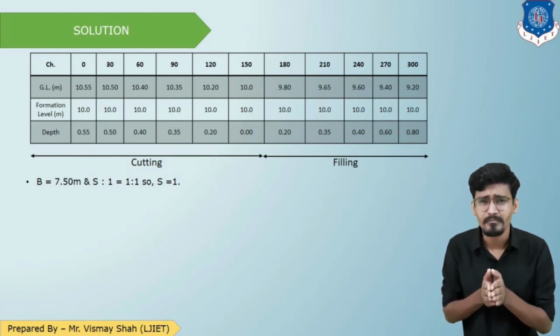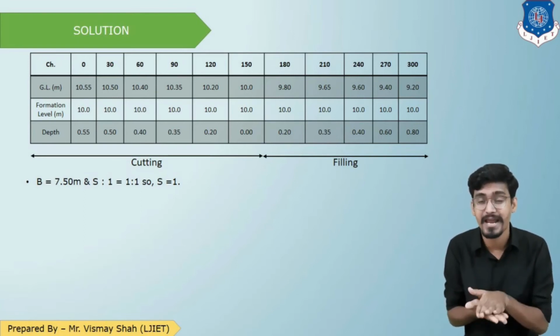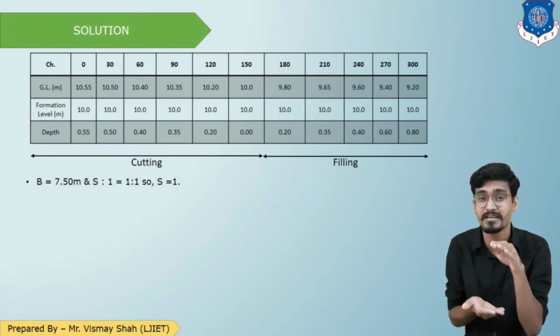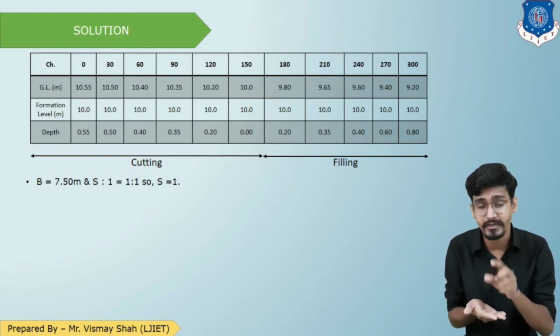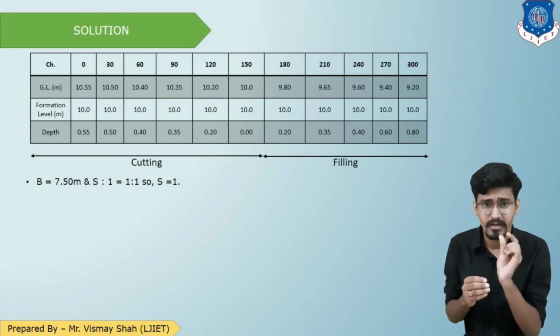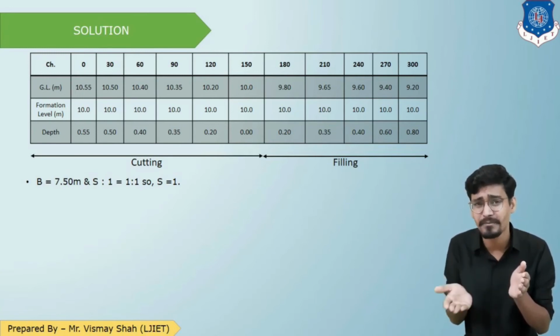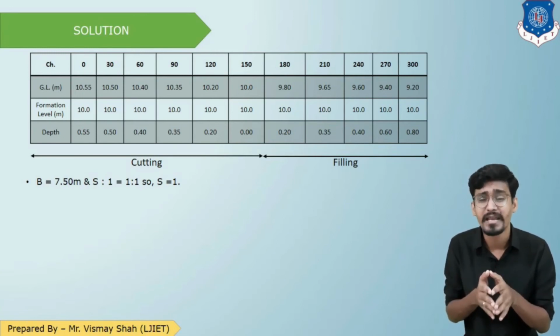So we need the road formation level as 10 meter and the original ground level is 10.55. So we need to cut down those 0.55. So this quantity is greater than 10. The ground level points which are greater than 10 will be into the cutting, and the ground level points which are less than 10 meter will be into the filling.